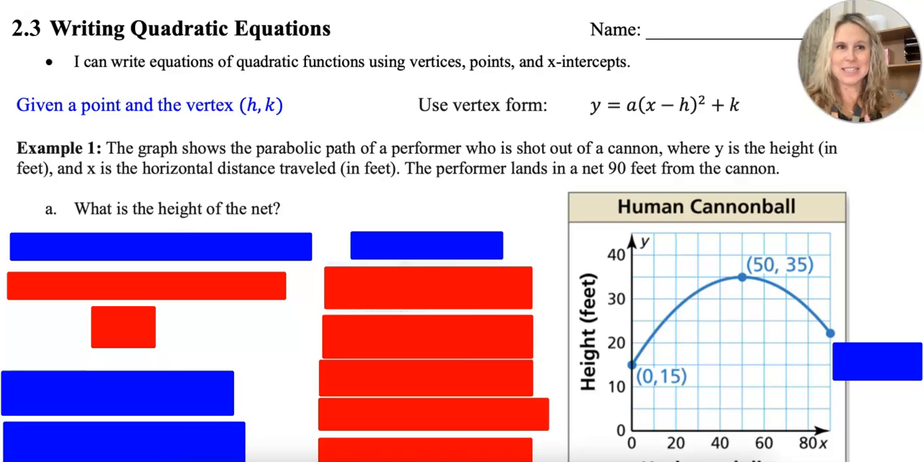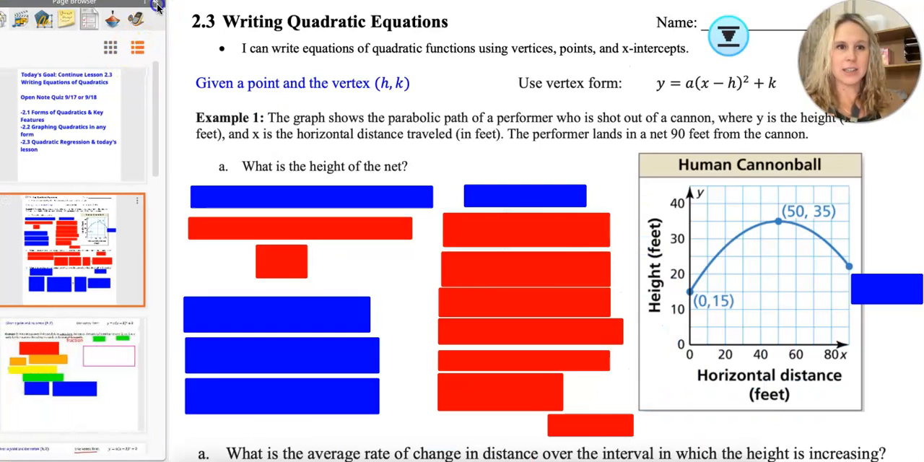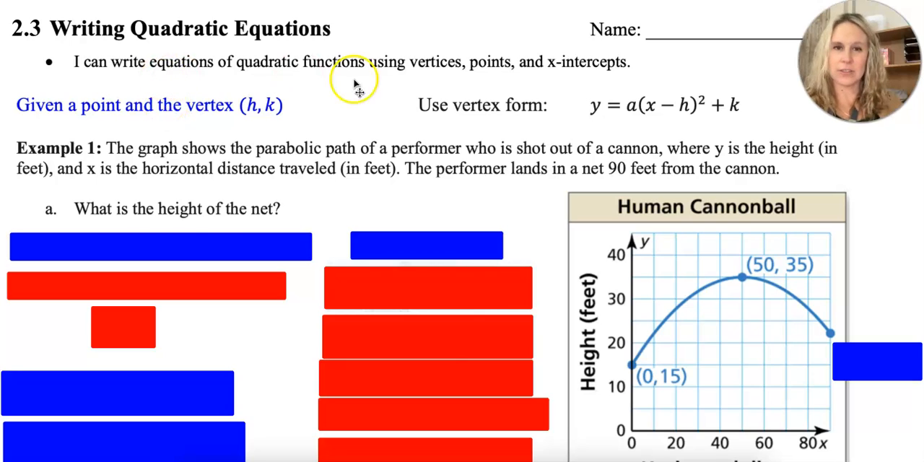Well, welcome to today's lesson, which is a continuation of lesson 2.3. We're going to be writing quadratic equations. So today's goal, we're going to write equations of quadratic functions using vertices or vertexes, points, and x-intercepts. So to start off, we're going to talk about vertex form.